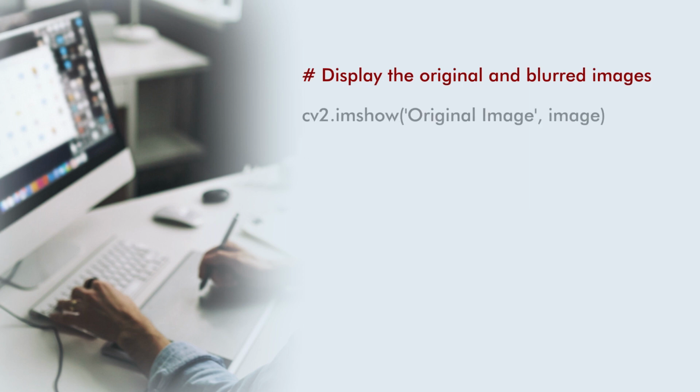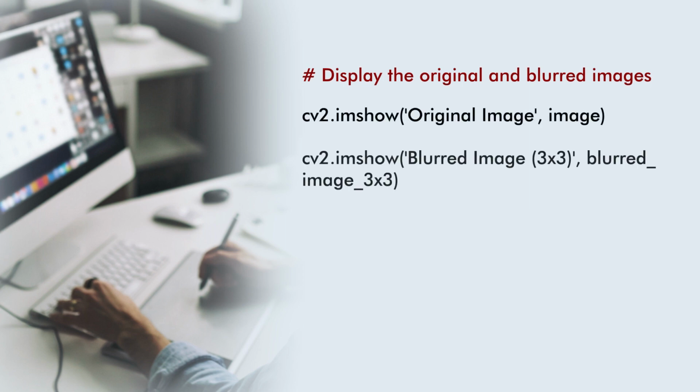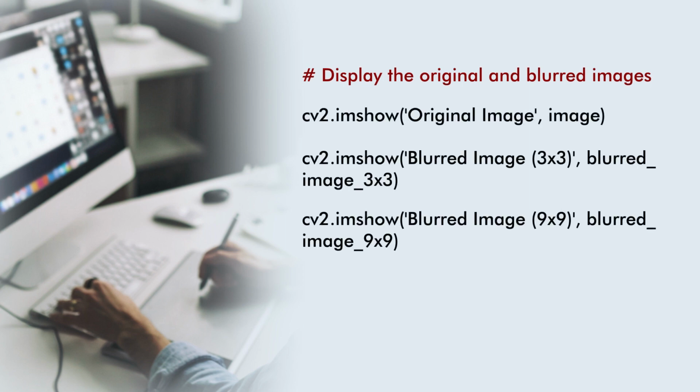Then we display the original and the blurred images by using imshow. Through the imshow calls, we can tell which is the original image and which is the blurred image with a particular size. Here one blurred image is shown with 3 cross 3 kernel, and another blurred image is shown with 9 cross 9, with the modified pixel values.